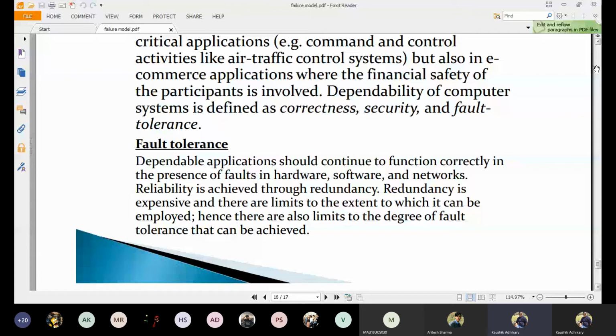For example, we have our mail account. Now, suppose the server in which our mail is stored crashes. Then what happens? Our mails are stored as copies in multiple servers. We have duplicate copies. So even if that server fails, we can still see our mails because another server handles them. So these systems are fault tolerant.